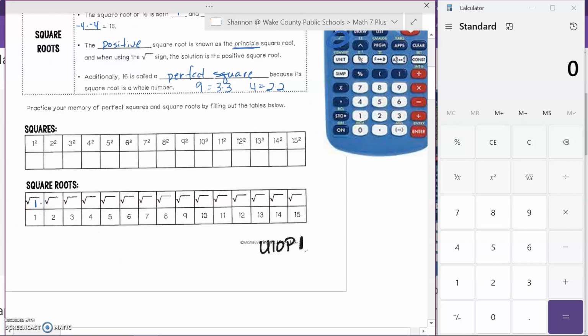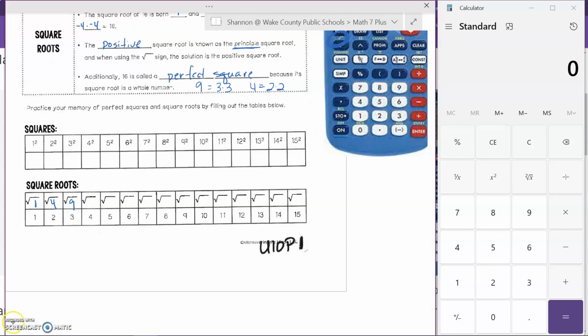2 is the square root of what number? So 2 times 2 is 4. 3 is the square root of what number? 3 times 3 is 9. So that's how you're going to fill in that row. These two rows go together. So pause the video, fill in, and then come back and check your work.